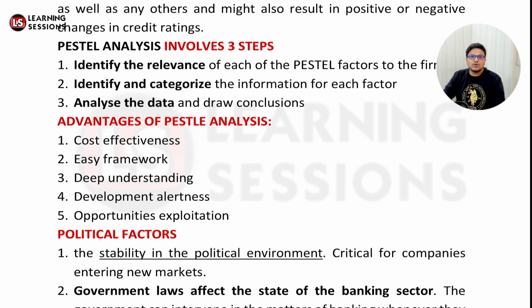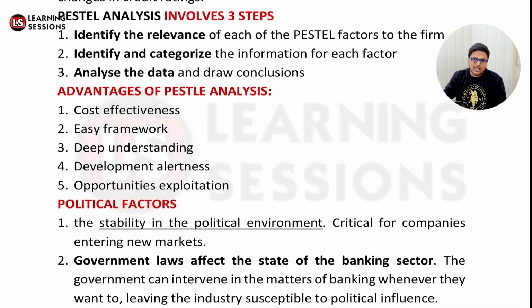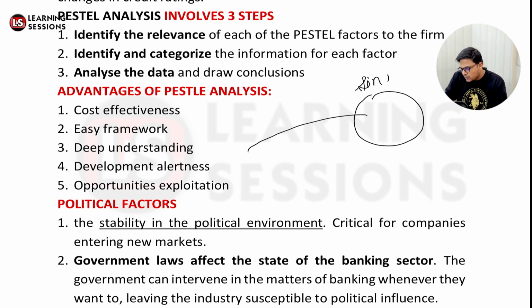Now let's first look at the political factors. If there is stability in the political environment, definitely it's a good thing for us. When you're entering a new market, let's say I'm going to enter the Singapore market for my new company, and if there is political stability, definitely it's a good thing for me. But if there is political instability, that's not a good thing for me. I have to be very alert about it, okay? Because government laws can affect the policies, and directly and indirectly they can impact businesses too, right?